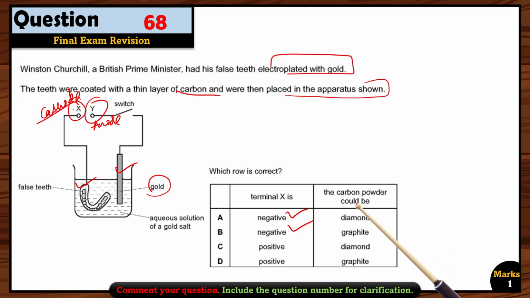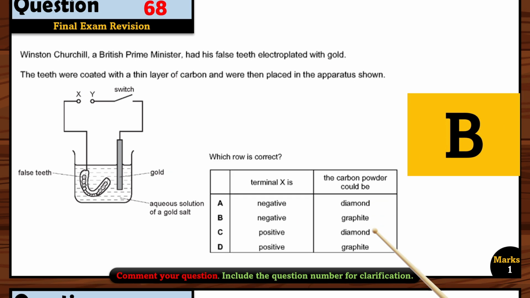The teeth were coated with a thin layer of the carbon. So the carbon powder should be diamond or graphite. Of course, it should be graphite because graphite is a good conductor of electricity. So it can be graphite. So that's why option B is the right option.